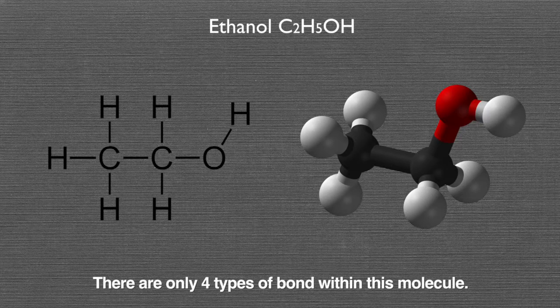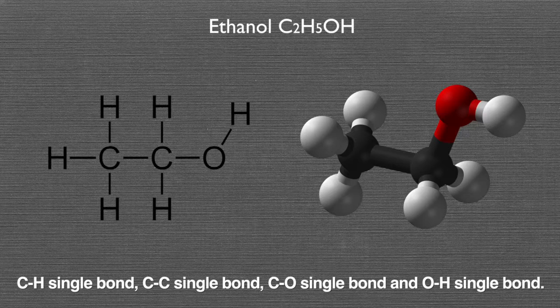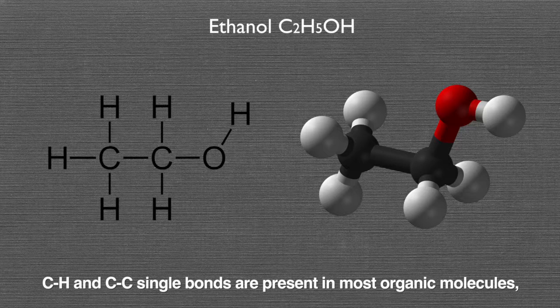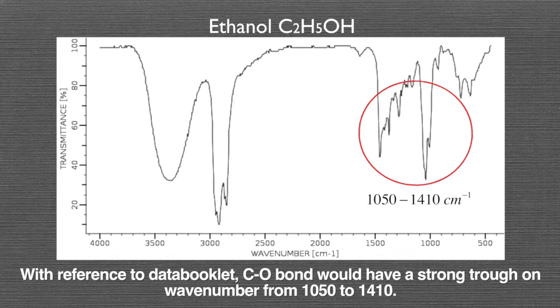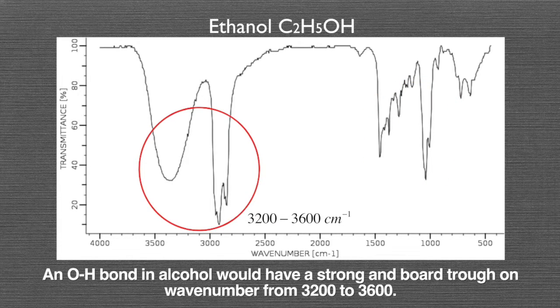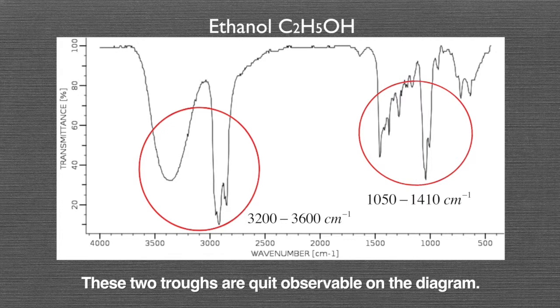CH3CH2OH. There are only 4 types of bond within this molecule: carbon-hydrogen single bond, carbon-carbon single bond, carbon-oxygen single bond, and oxygen-hydrogen single bond. Carbon-hydrogen and carbon-carbon single bonds are present in most organic molecules. So when trying to identify an organic compound, we usually ignore those 2 types of bond. With reference to the data booklet, the carbon-oxygen bond has a strong trough at wave number 1050 to 1410. And the oxygen-hydrogen bond in alcohol has a strong and broad trough at wave number 3200 to 3600. These 2 troughs are quite observable on the diagram.